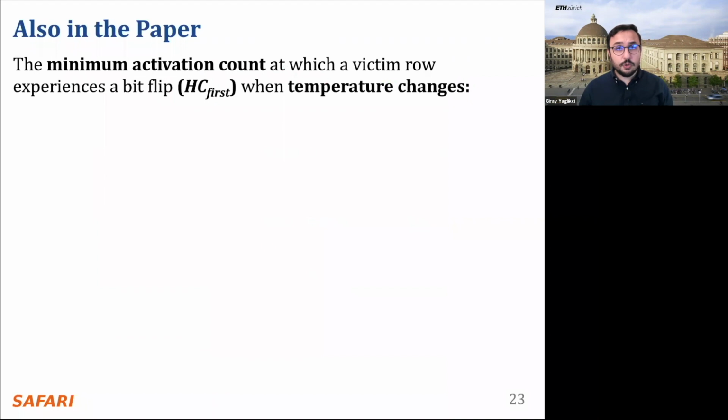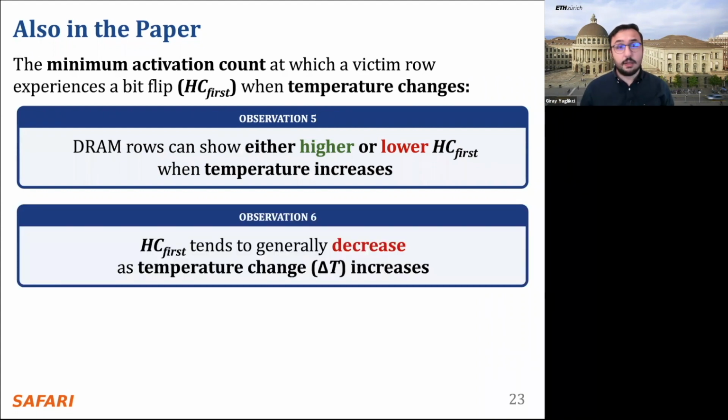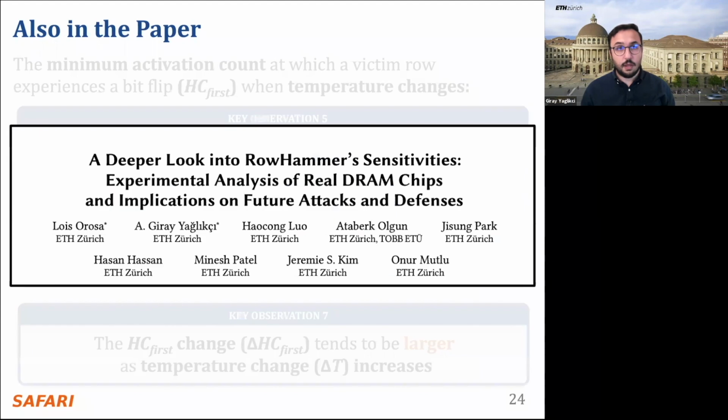In the paper, we also analyze the variation in HC first, the minimum activation count at which a victim row experiences a bit flip. And we make 3 observations from this analysis. First, just like bit error rate, DRAM rows can show either higher or lower HC first values when temperature increases. Second, HC first tends to generally decrease as delta temperature increases. And third, delta HC first tends to be larger as delta temperature increases. Please refer to the full paper for these analyses.